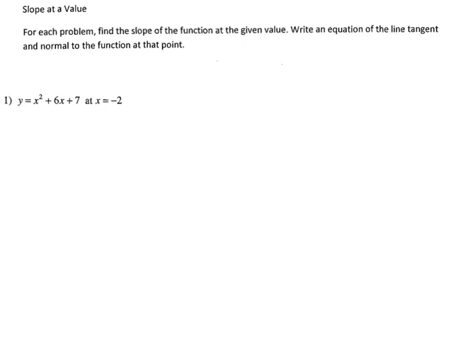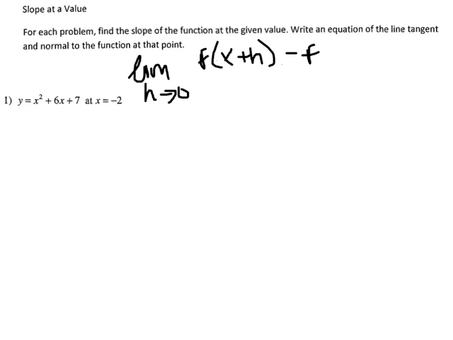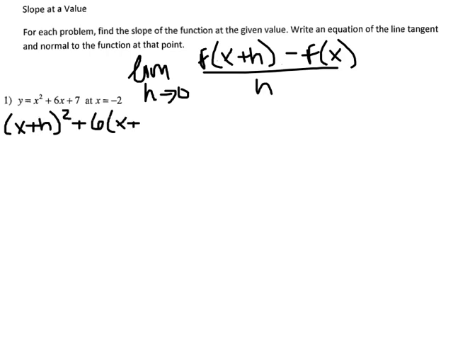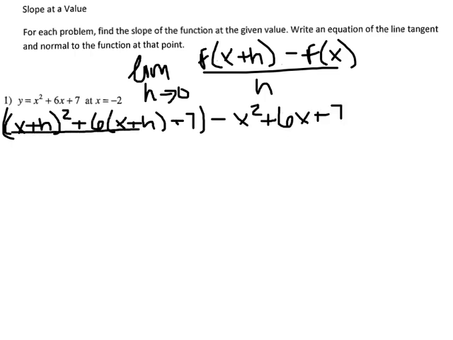Find the slope of the function at the given value. Write a line tangent and normal to the function. Yes, these are kind of long problems, but you can do it. So remember, we're looking at the limit as h approaches 0 of f of x plus h minus f of x all over h. So we have x plus h squared plus 6 times x plus h plus 7 minus x squared plus 6x plus 7, and that is all over h.